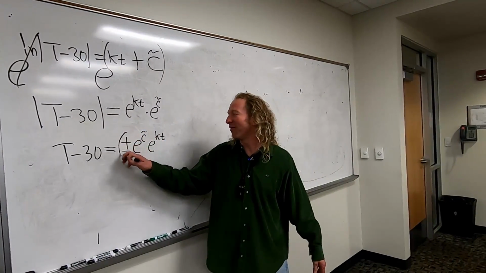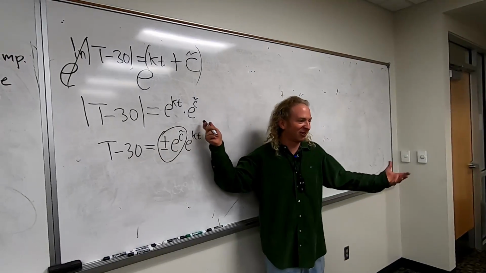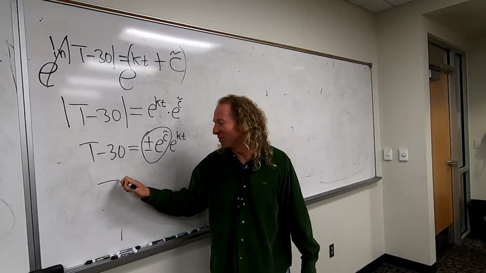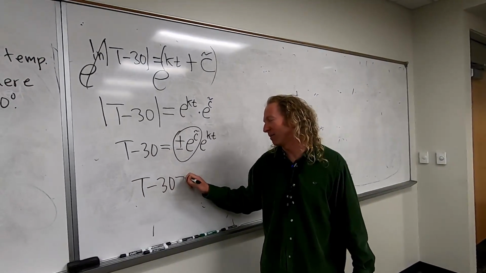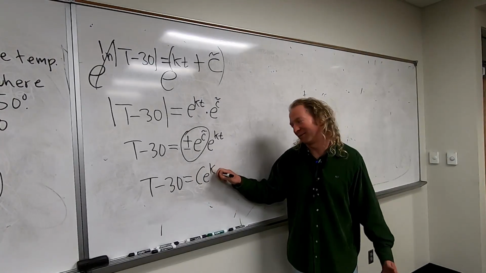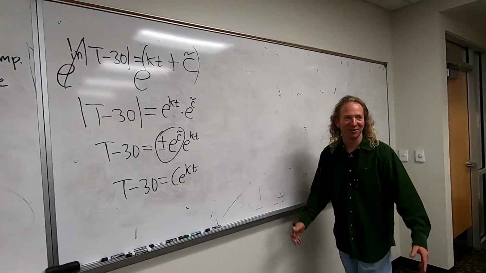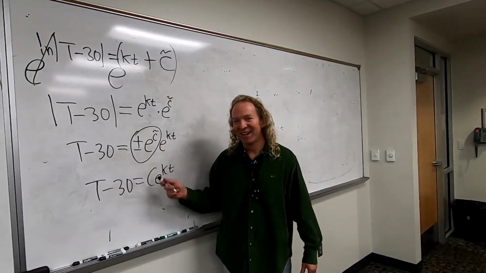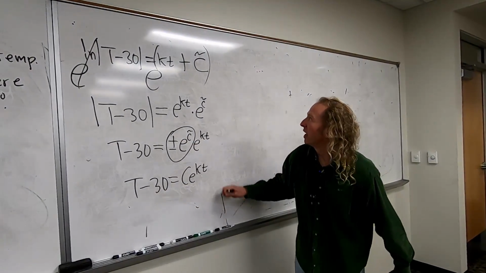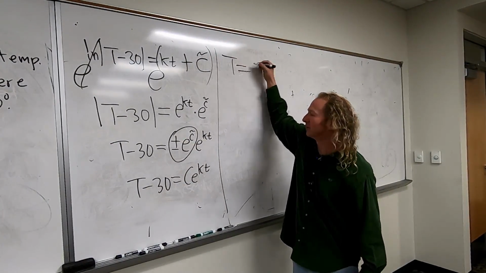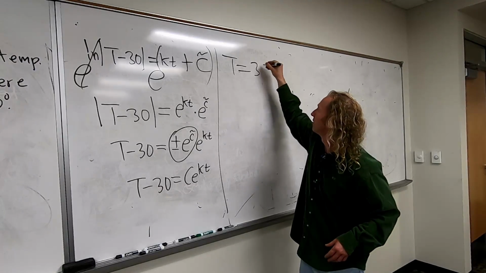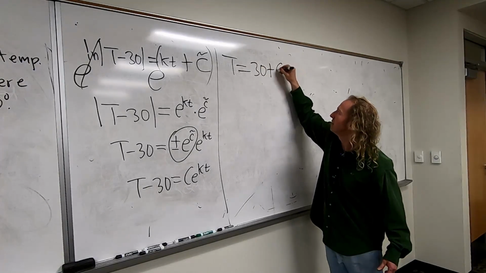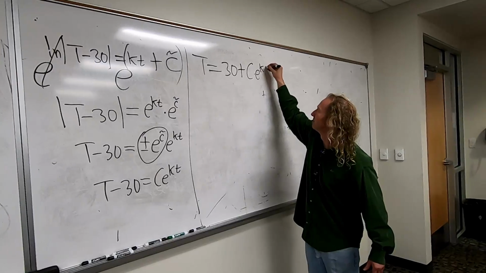Hey, what can we call this? We just renamed this. What can we call it? Call it C. Yeah, absolutely. So T. I might make the test tonight. Probably not, but is anyone? I don't think anyone cares. I'll wait till tomorrow. Let's call it C. And add the 30. So we get T equals 30 plus C times e to the kt.